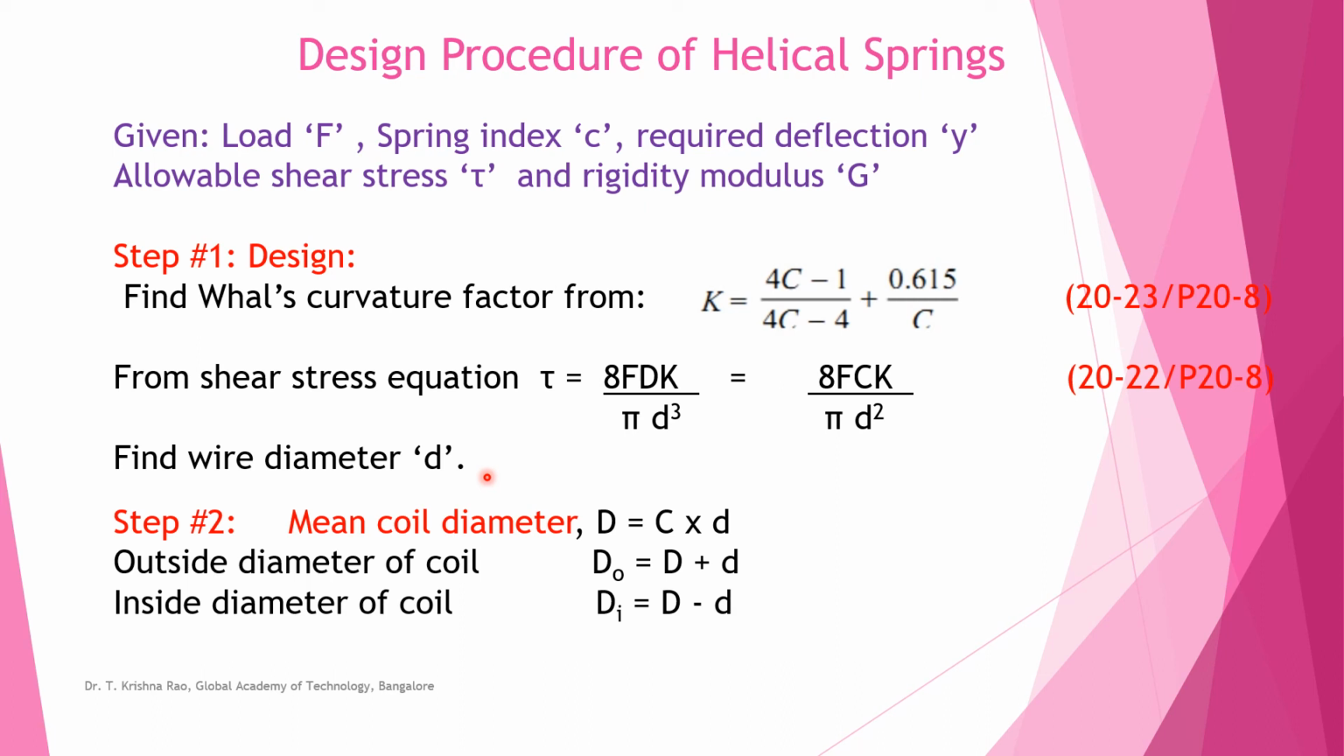Then immediately we can find the mean coil diameter. C was defined as D by d, so D equals C into small d. Outside diameter of the coil is D plus d, and inside diameter is D minus d. From the figure you can see this: outside diameter is the mean diameter plus half the wire diameter on the right side and half on the left side. Similarly for the inside diameter. So these three are related to the mean coil diameter, outside diameter and inside diameter of the coil.